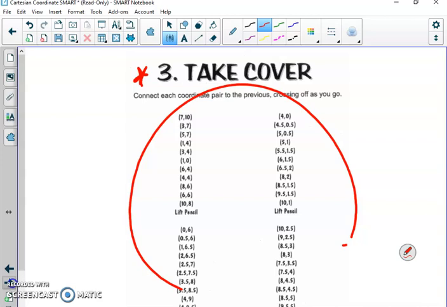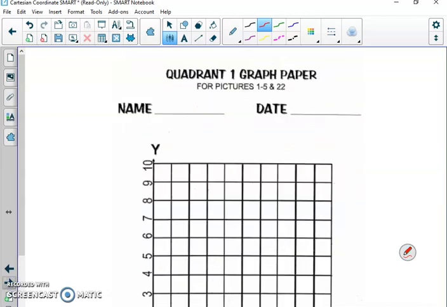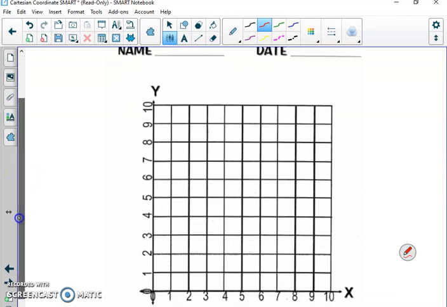That's not possible to do on the smartboard, so we're just going to remember some of these. So the first one is 7, 10, and the next one's 3, 7. So I'm going to go to my graph paper. I'm going to find where my 7, 10 is. It's here. And then my 3, 7 is here. I'm going to draw my line.